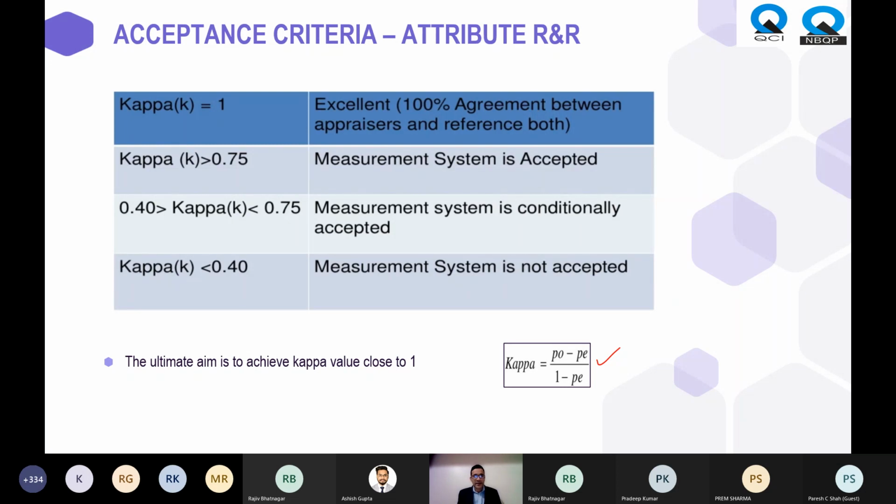In the second case, if it's greater than 0.75, we will accept that. And if it's between 0.5 and 0.75, the measurement system is conditionally accepted. The same case which we saw in the conditional part, when it was between 10 and 30, and less than 30 was accepted. So that was conditionally accepted. And if kappa is less than 0.4, we cannot accept my measurement system. So it's a matter of concern for us. So based on the type of data we capture, we have to see the metric accordingly.